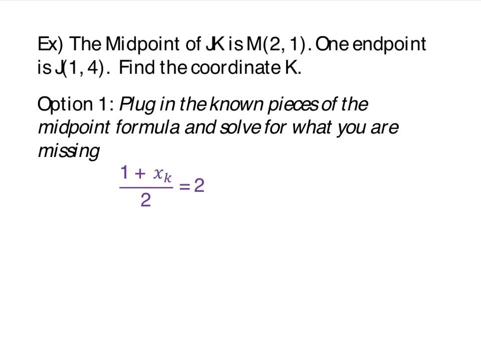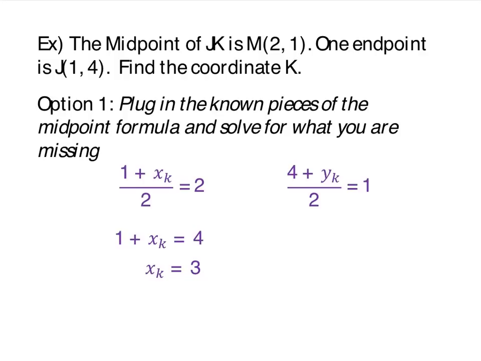We know that to find the x in the midpoint formula, it's x1 plus x2 over 2. So in this case, we know that J is at 1, 4, so that would be 1 plus whatever the x value would be for K over 2 equals 2. If I multiply both sides by 2, I find that 1 plus x is equal to 4. So that means that my x value for K is 3.